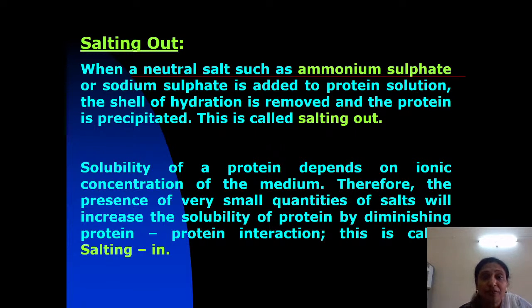But how much salt is needed to precipitate a protein depends upon the molecular size of the protein. Low molecular weight proteins, because of their large surface area, require more salt for precipitation. High molecular weight proteins, because of their smaller surface area, require less salt for precipitation. So, high molecular weight proteins are precipitated by half saturation with ammonium sulfate.